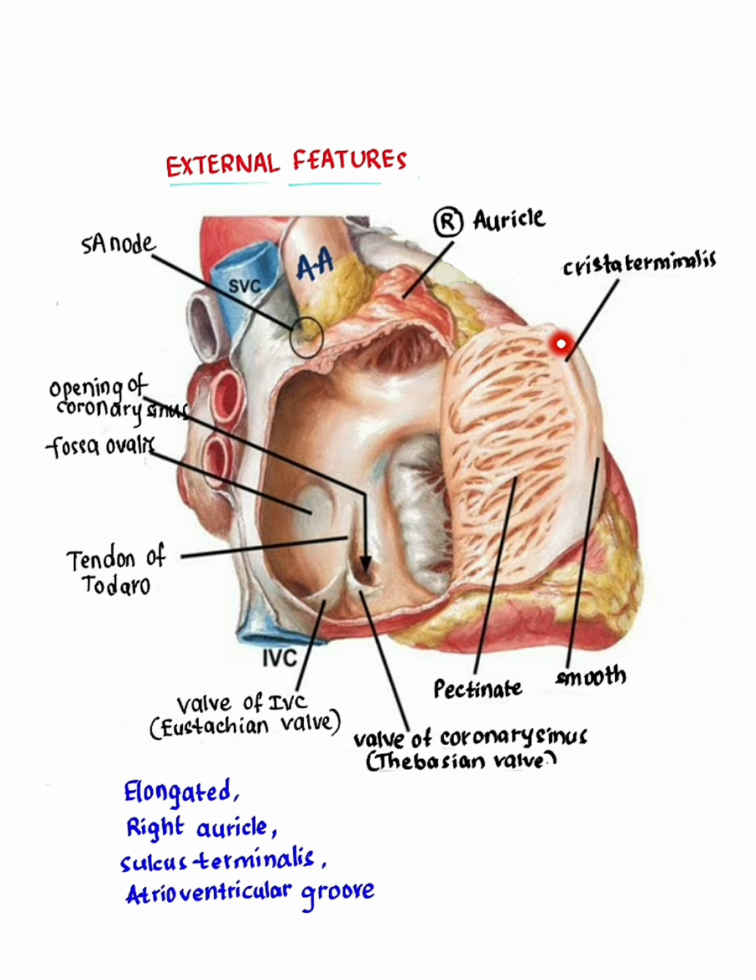Internally, it is produced by a muscular ridge called crista terminalis. The upper end of the sulcus contains sinoatrial node. Sinoatrial node acts as pacemaker of the heart.